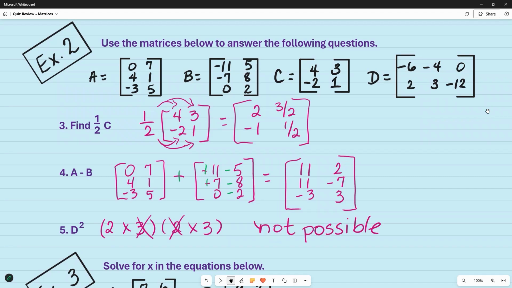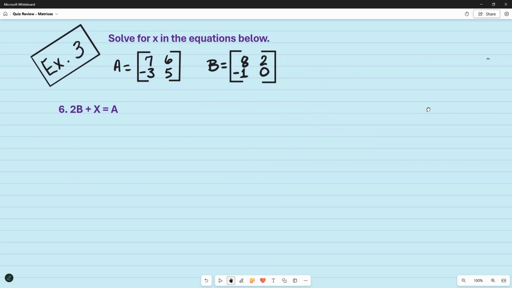All right, going on to example 3. This time I'm asked to solve for x in the equations below. So if I look here, I'm going to have to move the 2b over, just like you would do a regular algebra problem, and leave x on the side by itself. Once I subtract 2b, I'm going to have x is equal to a minus 2b.